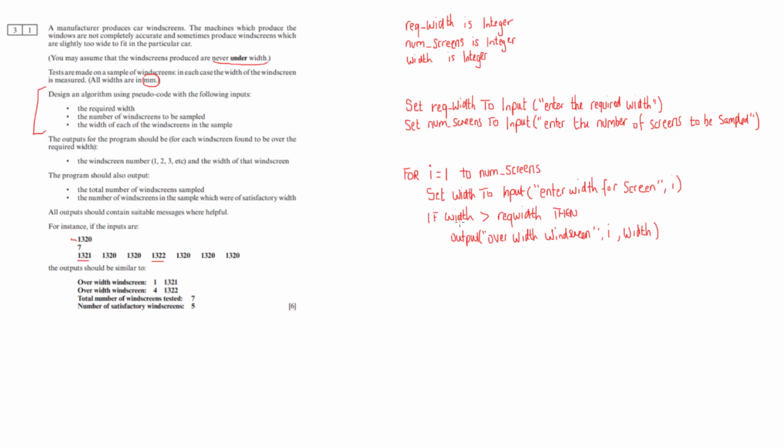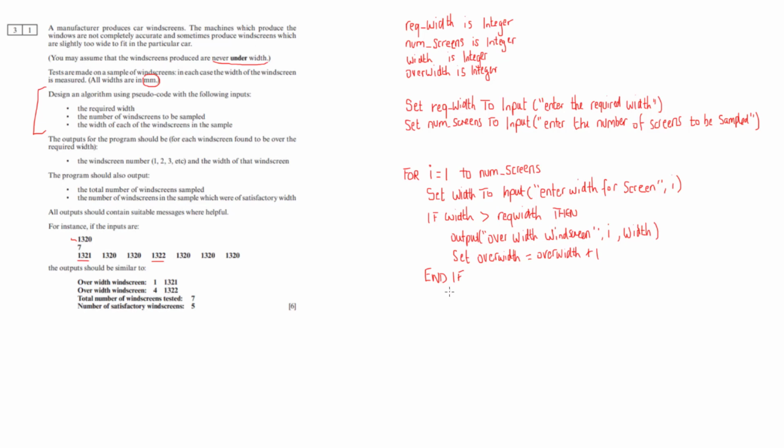Now what we also need to do is, when we find a windscreen that's over the required width, we need to count these up. So I'll create a new variable, over width, and what I'll do is I'll increment this every time we find an over width windscreen. I'm going to say set over width to equal over width plus 1. Okay, and that adds 1 to it every time.